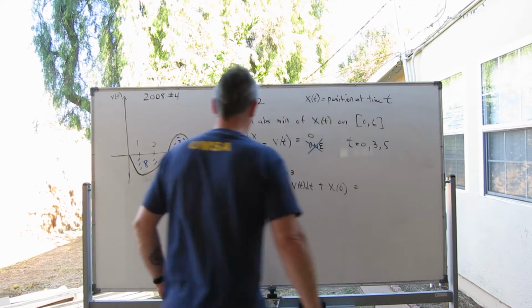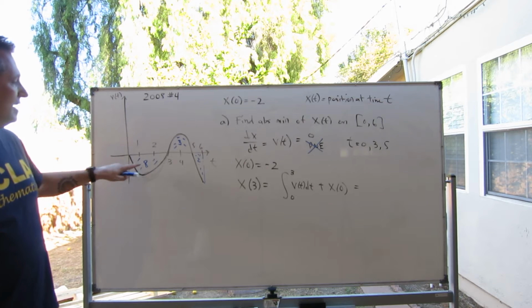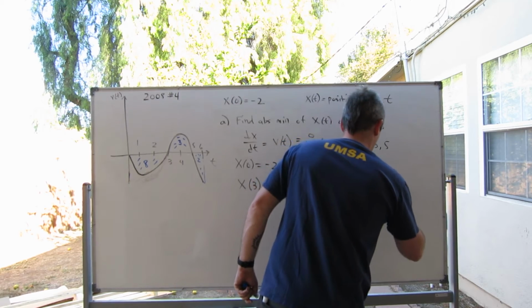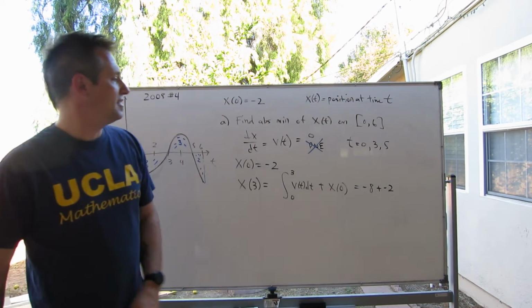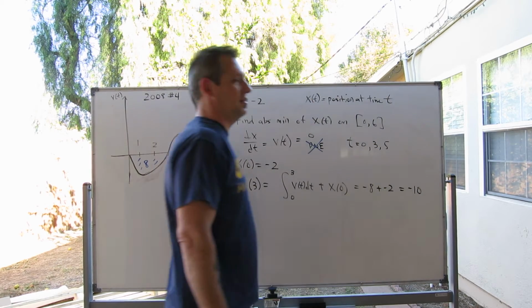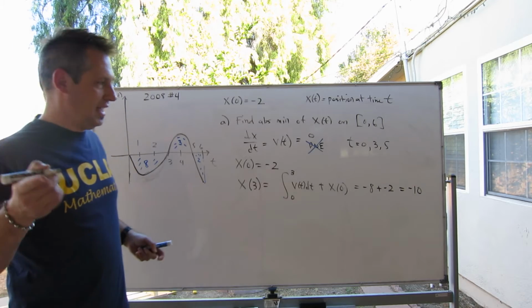But we already know these. The integral of velocity from 0 to 3 is -8, plus -2, which is what x of 0 is, gives -10. So we've got our first possible winner. If we think about it, actually, it's probably going to be true that this has to be the winner.